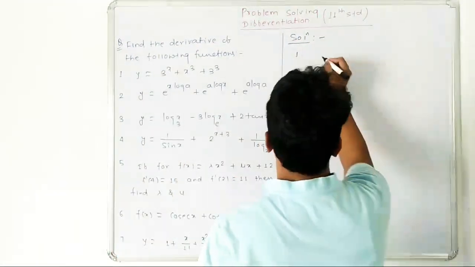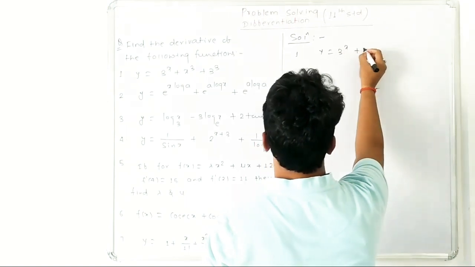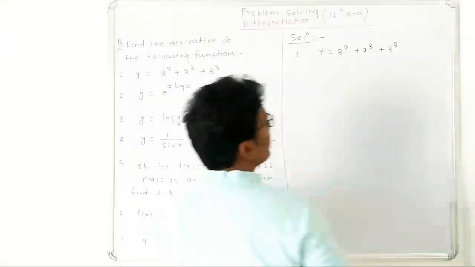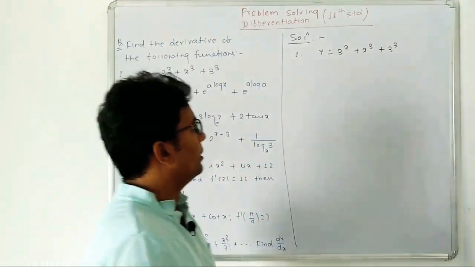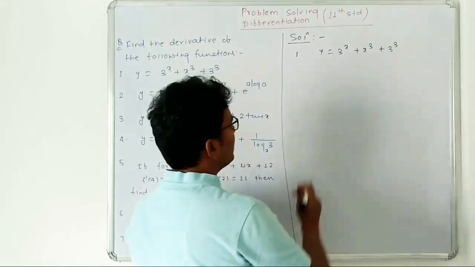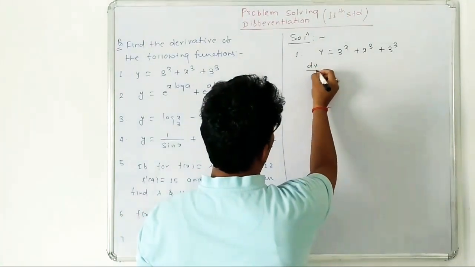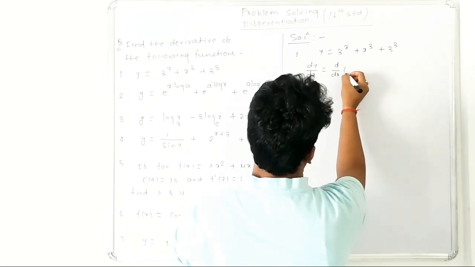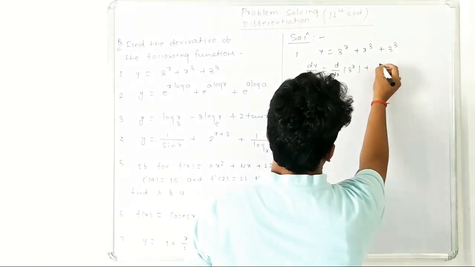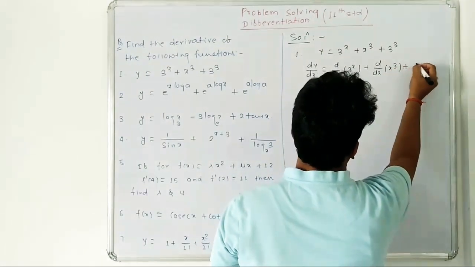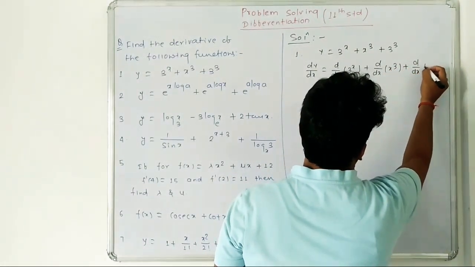The first question is: y is equal to 3 raised to x plus x raised to 3 plus 3 raised to 3. यहाँ पे हमारे पास जो फंक्शन y है ये सम ऑफ 3 फंक्शंस है. तो सबसे पहले dy by dx लिखूंगा: dy by dx of 3 raised to x, plus dy by dx of x raised to 3, plus dy by dx of 3 raised to 3.